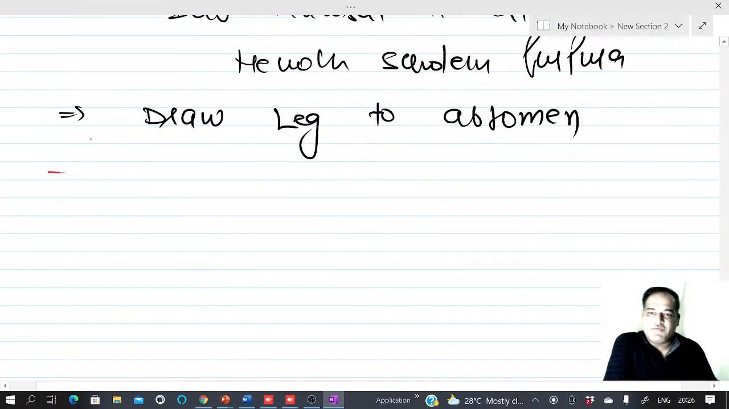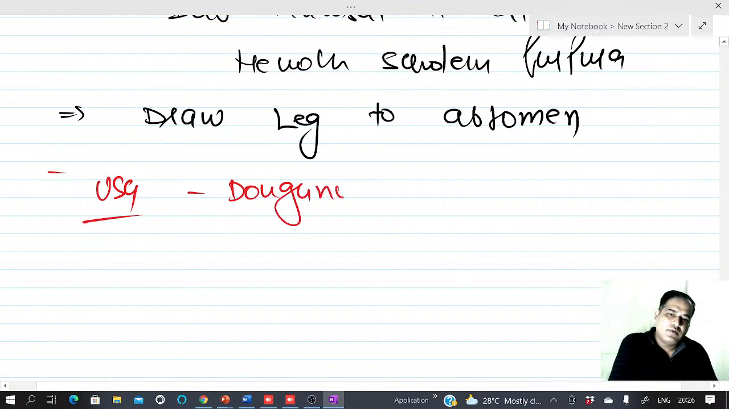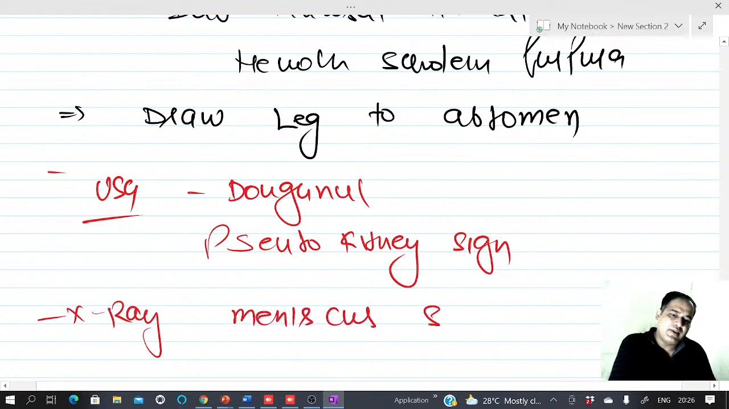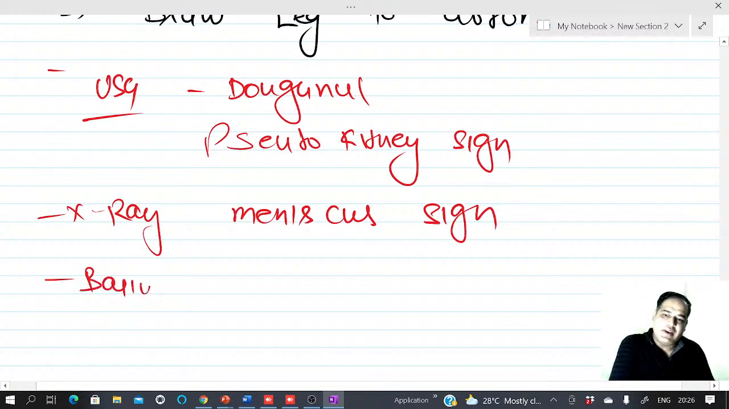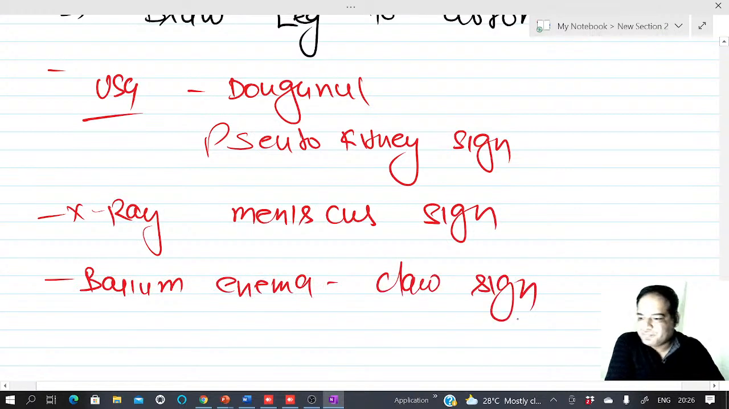Now, the different investigations, for example, ultrasound. Ultrasound will show the donut sign, and will show the pseudo kidney sign. X-ray will show the meniscus sign. Barium enema will show the claw sign.